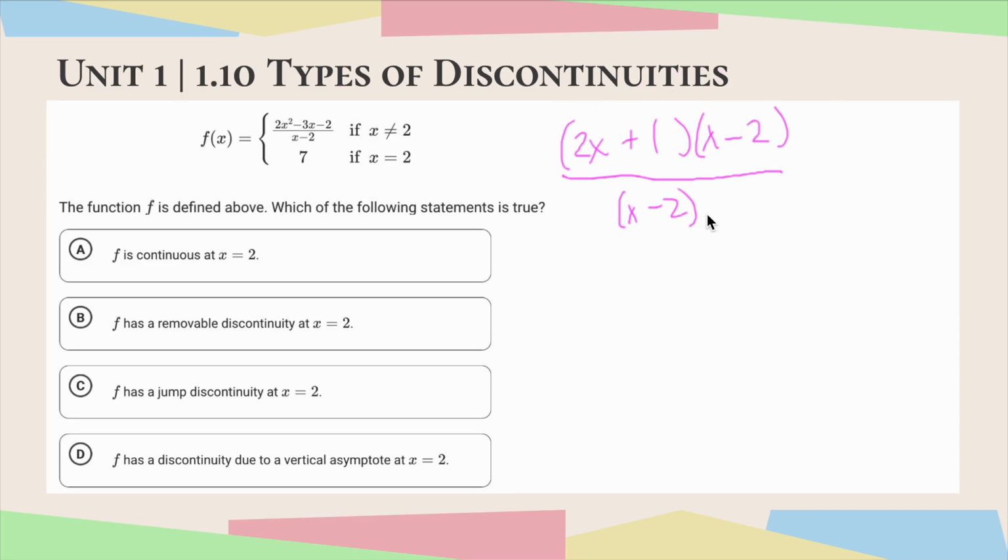Okay, so as I was saying, these are going to cancel out, and now I'm left with 2x plus 1. So what does that mean? That means if I were to graph this, I would actually have a simple linear function like y equals 2x plus 1. So I would have a y-intercept of 1 and a slope of 2. So maybe something like this.